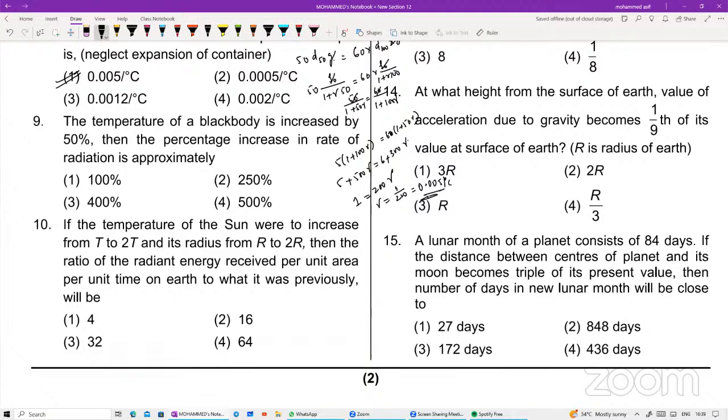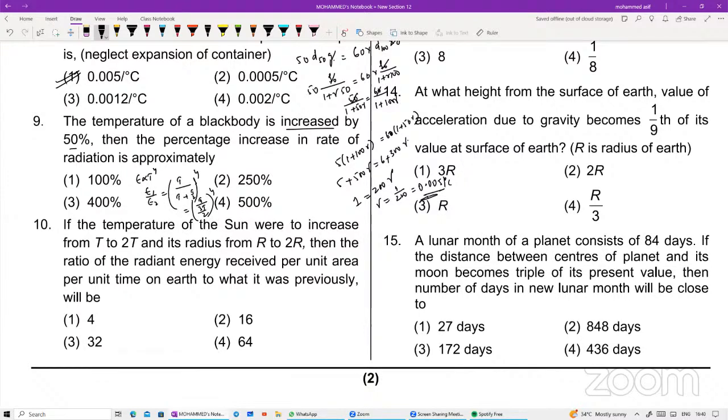This is directly a formula: E is directly proportional to T to the power of 4. The temperature of the body is increased by 50%, then the percentage increase in the rate of radiation is approximately how much. If it is 100, then we write 100 plus 50. So E is directly proportional to T to the power of 4. So E1 divided by E2 equals T1 over T2; if it is T, then T2 will be T plus its half, that is T by 2, to the power of 4. That will be equal to T divided by 3T over 2 to the power of 4.